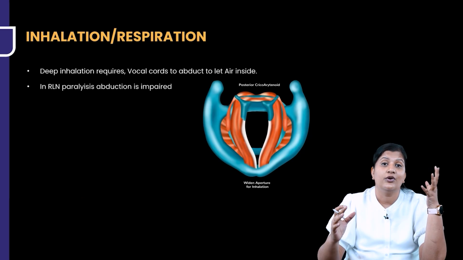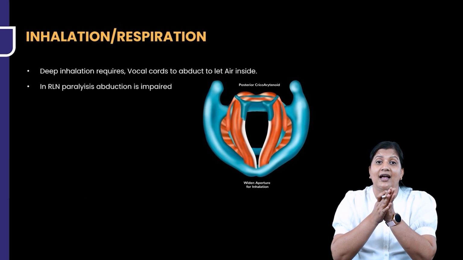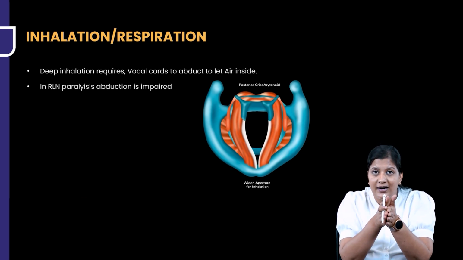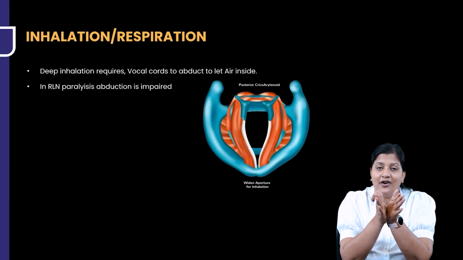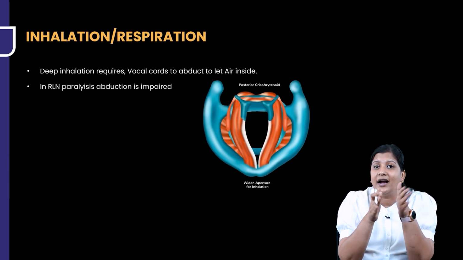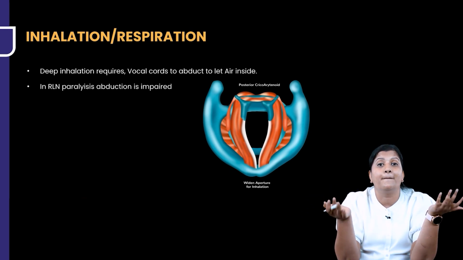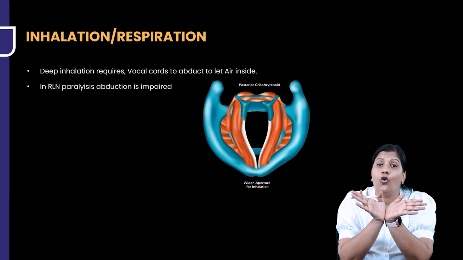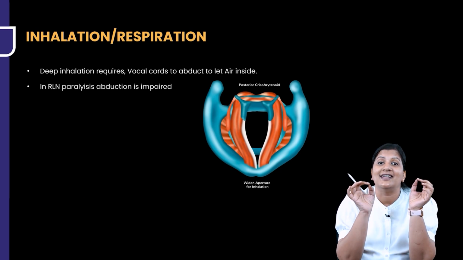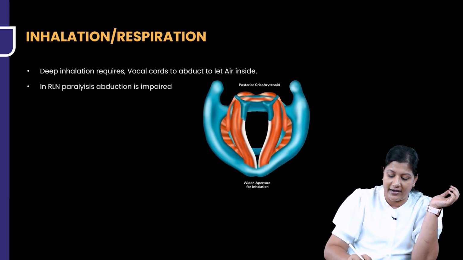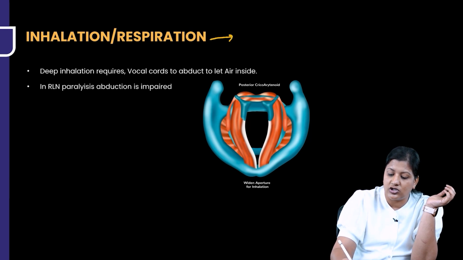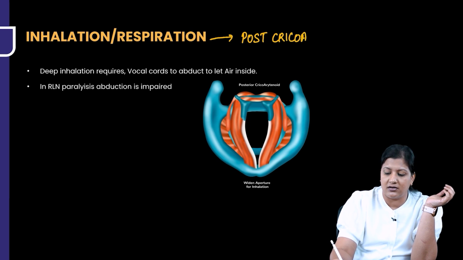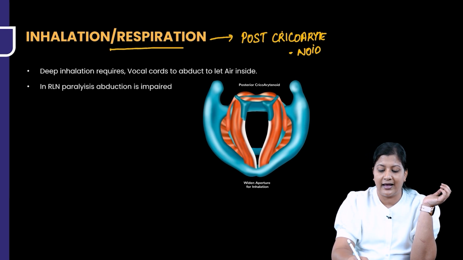Here's the explanation. During respiration, when you want to breathe, the air has to go inside. So should the vocal cords come to the midline or should they go away? They have to go away. And when you want the vocal cords to go away, should an adductor come or an abductor come? An abductor has to function. And which is the only abductor of your vocal cord? It is your posterior cricoarytenoid. We don't have any other abductors. So the posterior cricoarytenoid muscle is the only abductor of the vocal cord, and this helps in respiration.